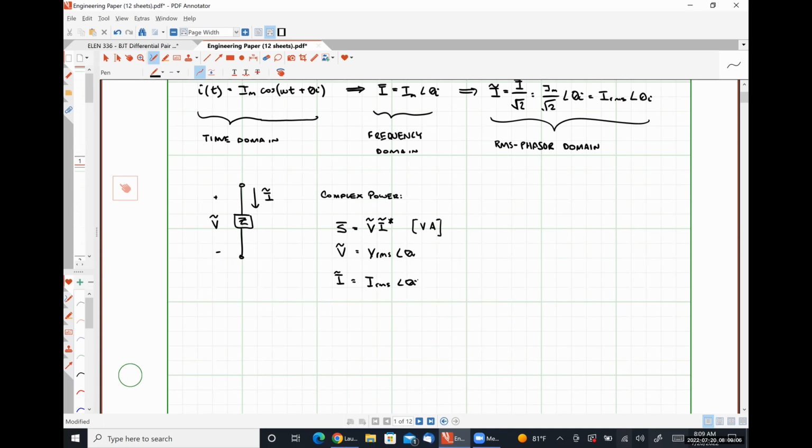And now we're going to do the indicated multiplication, okay? So our complex power S is the product of our voltage, VRMS angle theta V, times the complex conjugate of our current. The complex conjugate means that we need to change the sign on the angle, so that's going to be minus theta I.